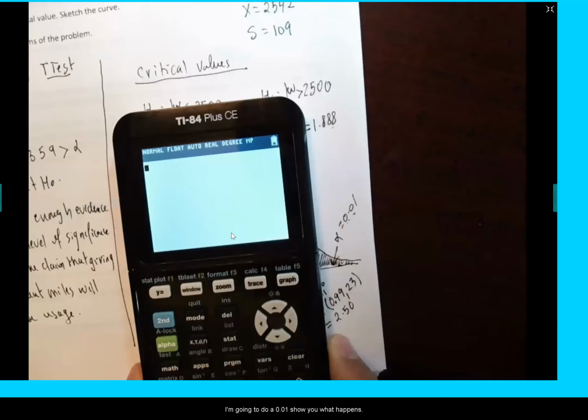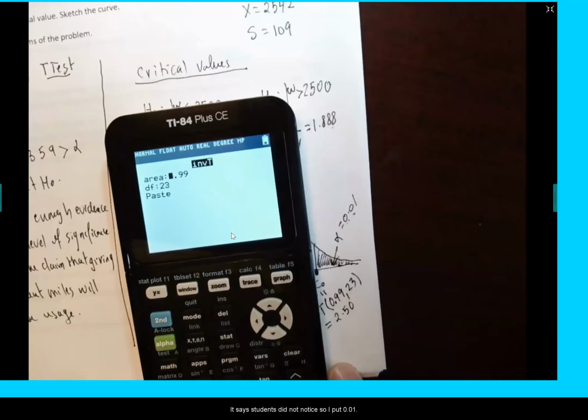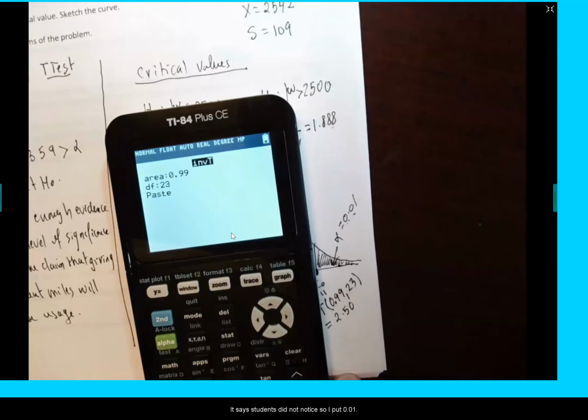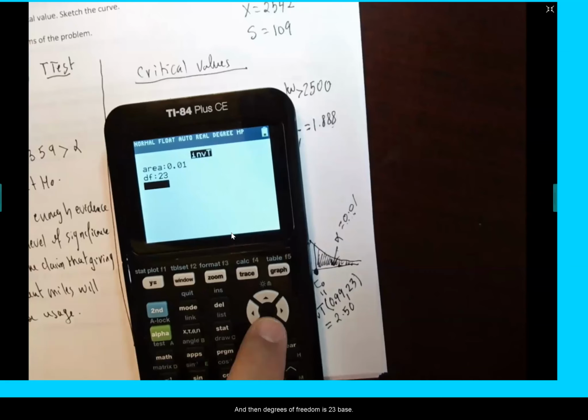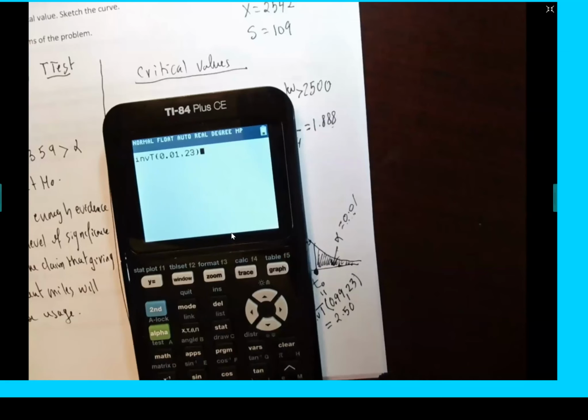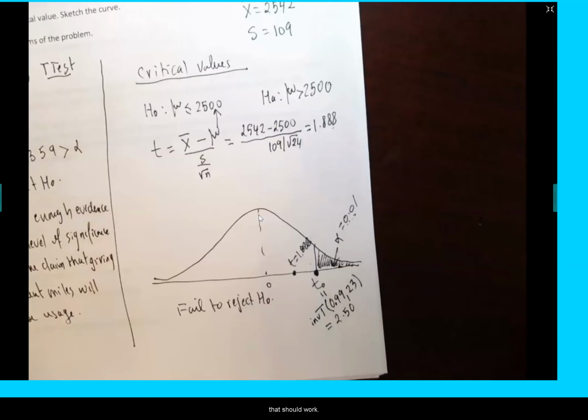I'm gonna do 0.01, show you what happens. Let's say students did not notice, so I put 0.01. And then degrees of freedom is 23, paste. You see what I got? I got a negative 2.5, if you round this to 3 digits. But you know your area is on the right. You can't have a negative 2.5. It has to be positive. So just get rid of the negative sign and put 2.5, and that should work.